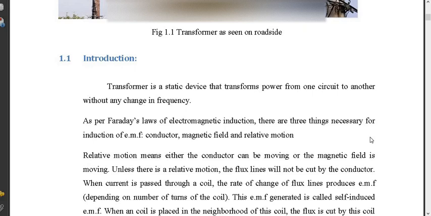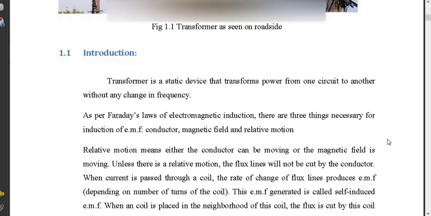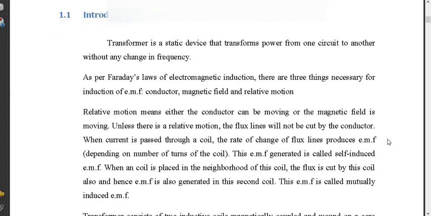Another way to put it is static or dynamic. Both these words are with reference to the conductor. If the conductor is static, it is statically induced EMF, and if the conductor is moving, it is dynamically induced EMF. Now just imagine there is a conductor placed in a uniform magnetic field, and the flux lines are cut by the coil. So there is an induction of EMF by Faraday's laws of electromagnetic induction. So E is equal to N d phi by dt.